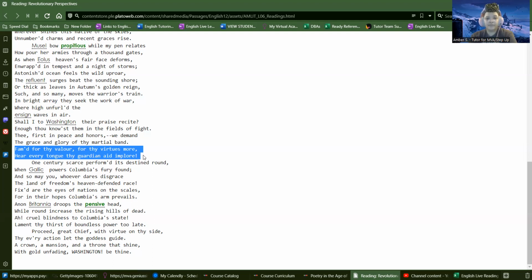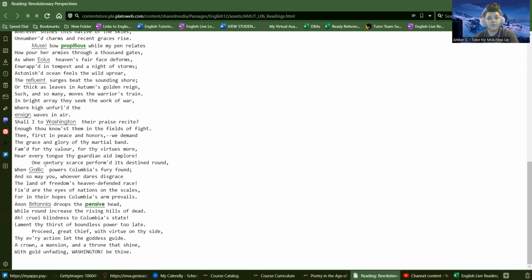He's considered a guardian because he's the person leading the revolution. He is the person who helped bring success to the revolution. Most people agree that if George Washington wasn't in charge, the American soldiers probably would not have won the revolution. So everyone's imploring means begging or pleading. So everyone is wanting the guardian aid of Washington.